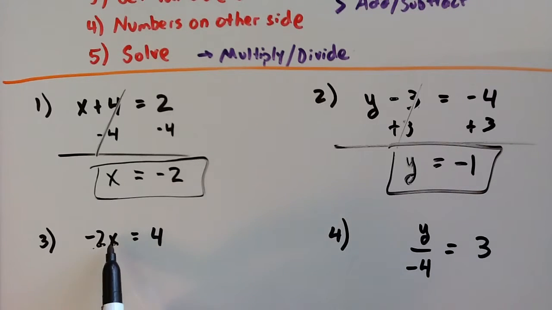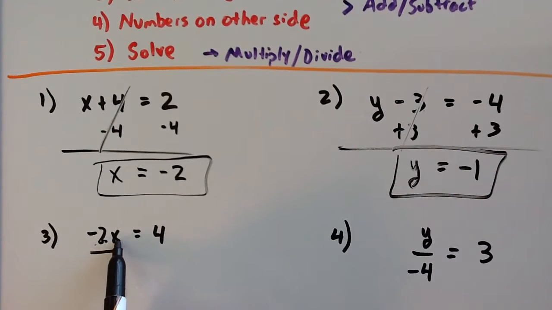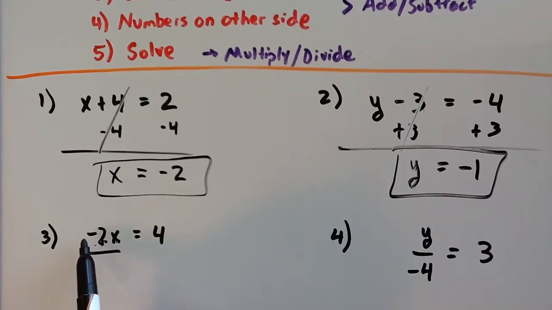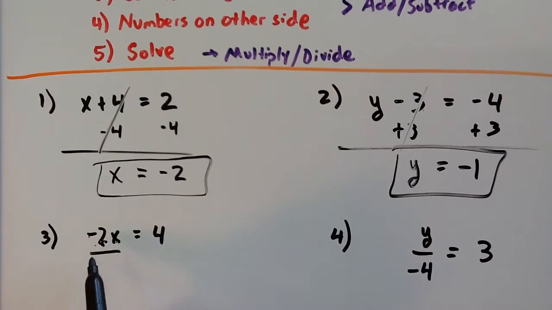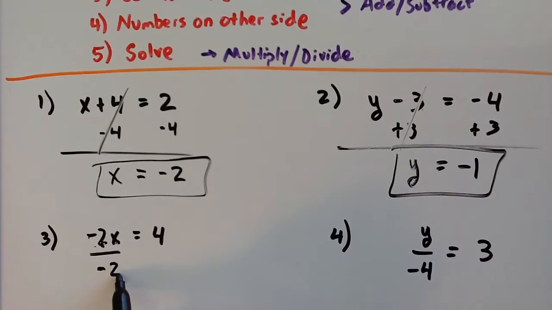This coefficient of x needs to be 1. So if this is negative 2 times x, what is the inverse operation of multiplication? How am I going to undo the multiplication? Well, that's division, right? I need to divide both sides by this number being multiplied by x. And this number right here is not 2. This number right here is negative 2. So I divide both sides by negative 2.